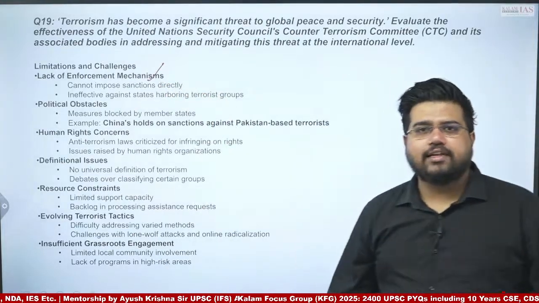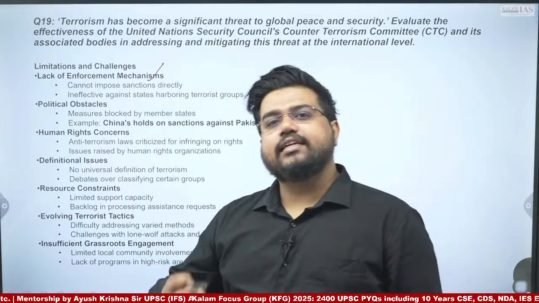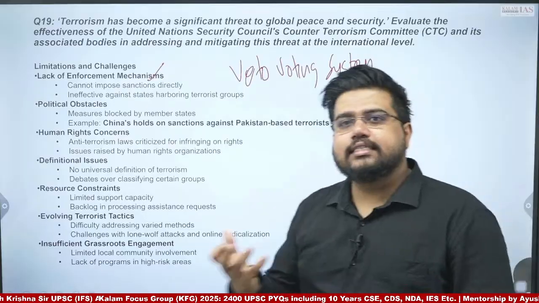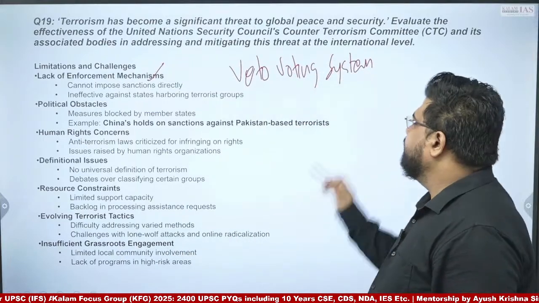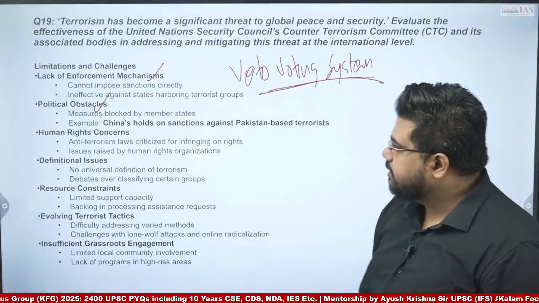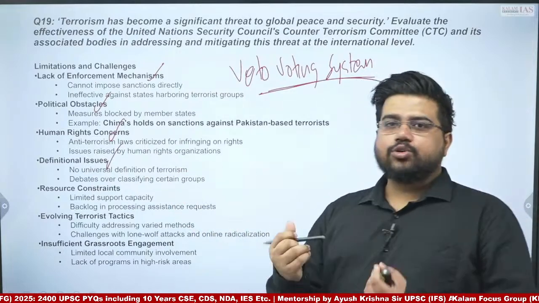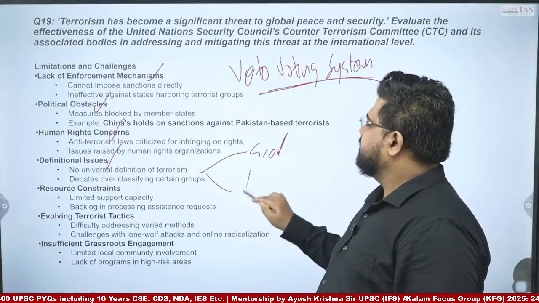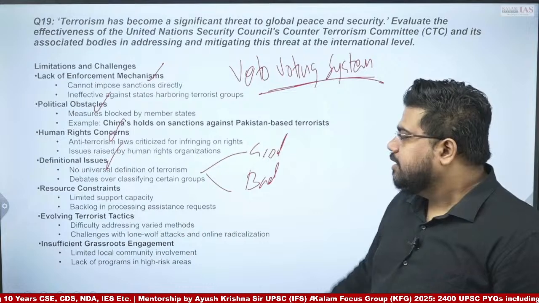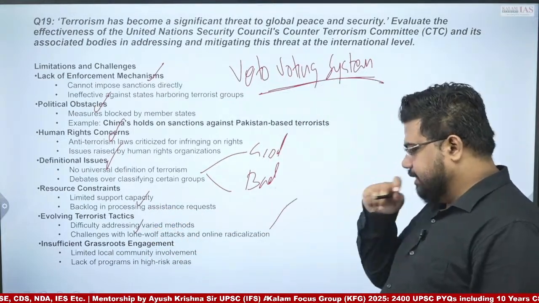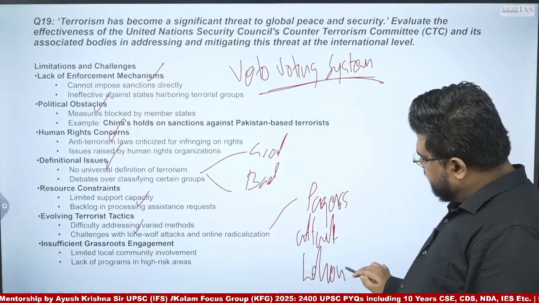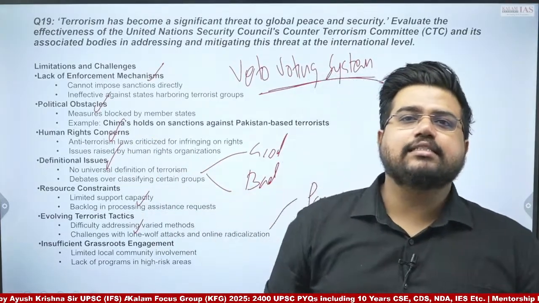Limitations: lack of enforcement mechanism, especially when the country involved is a major country. It is absolutely difficult to enforce. You can also criticize the veto voting system, which limits the organization's ability to reach a decision. If any one country vetoes the decision, then there is absolutely an impasse in passing it. Political obstacles blocked by member states: China holds sanctions against Pakistan-based terrorists. Human rights concerns, definitional issues. There is no settled definition of terrorism. There is the concept of good terrorism and bad terrorism, which is not appreciated by India, which has been demanding a settled definition of terrorism since 1998, which still hasn't been implemented. Resource constraints, evolving terrorist tactics. We can see the pager attacks by Israel in Lebanon. So the terrorist attack or security threat capacity is highly increasing.